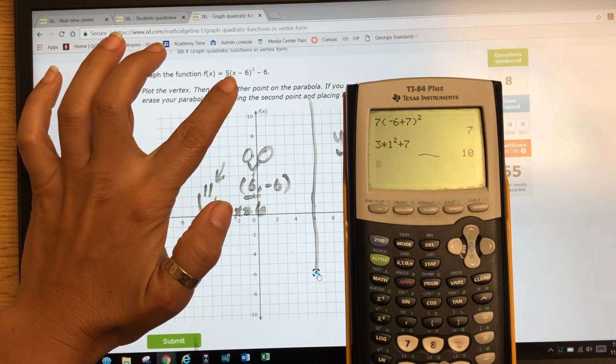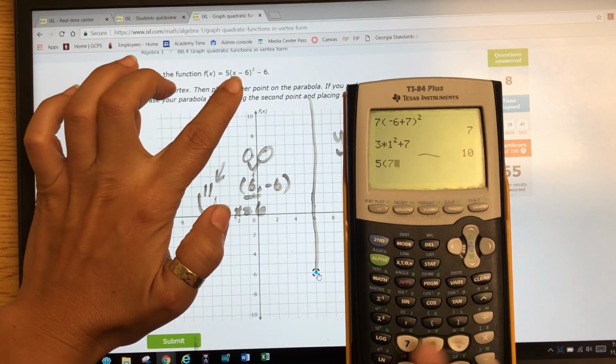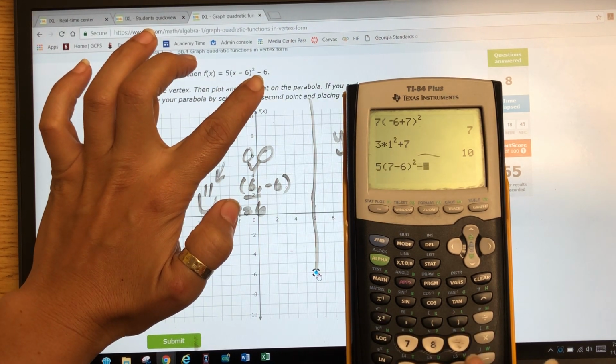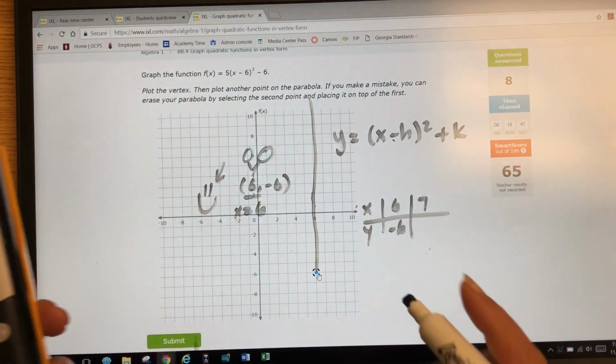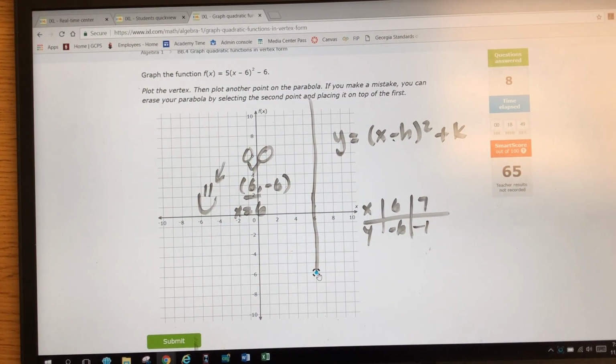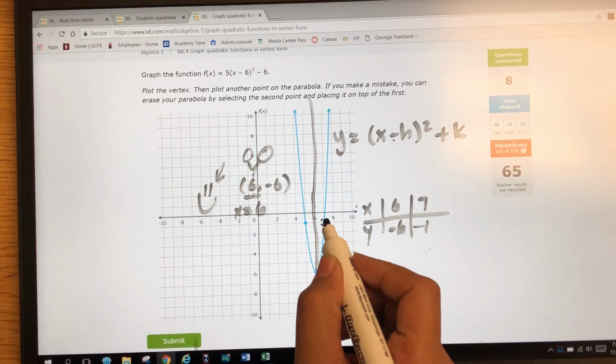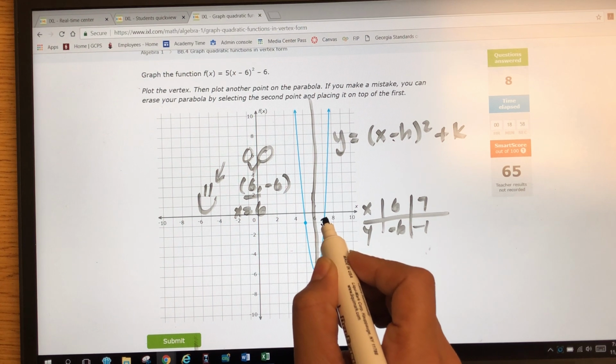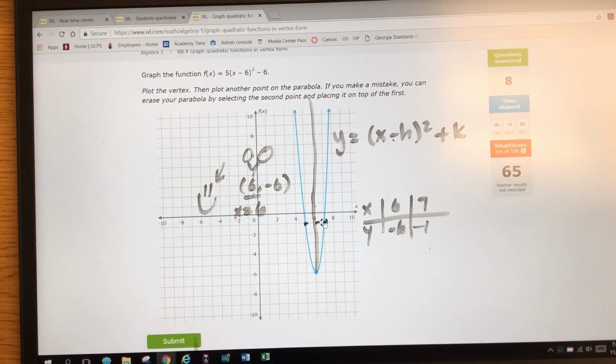So where I see x, I'm going to put 7. So 5, open parentheses, 7 minus 6, close parentheses, squared minus 6. And that's negative 1. So 7, negative 1. And then again, the last step, because IXL is doing it for you, but the test won't, is to mirror that. So it goes 1, so then 1.